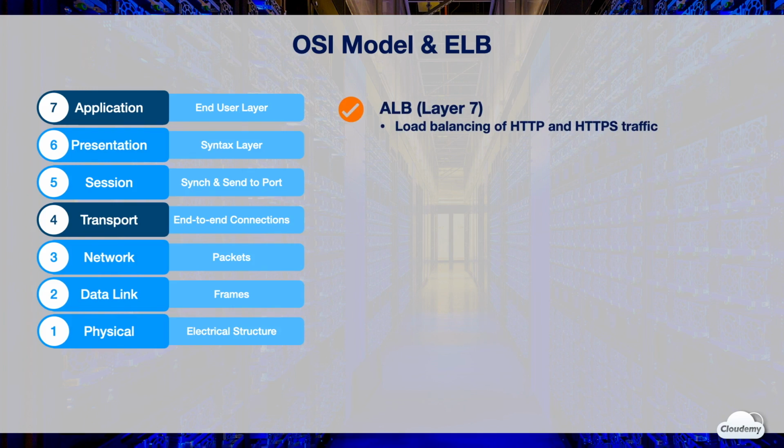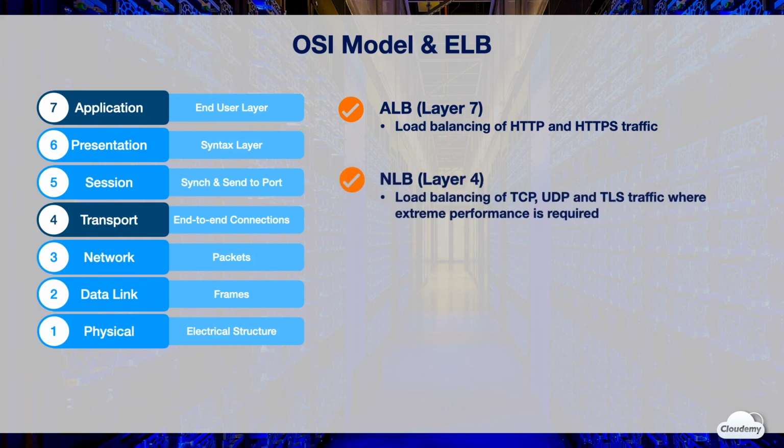Application Load Balancer or ALB operates at layer 7. It's best suited for the load balancing of HTTP and HTTPS traffic. ALB provides advanced request routing, targeted at the delivery of modern application architectures, including microservices and containers. Network Load Balancer or NLB operates at layer 4. It's best suited for load balancing of TCP, UDP and TLS traffic, where extreme performance is required. It's capable of handling millions of requests per second with ultra-low latencies.